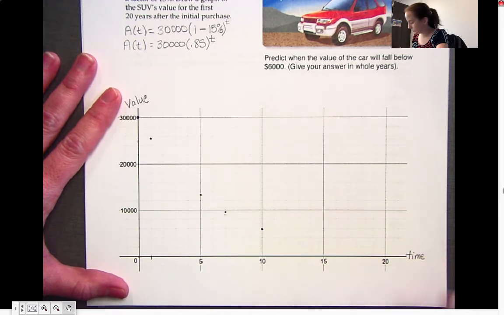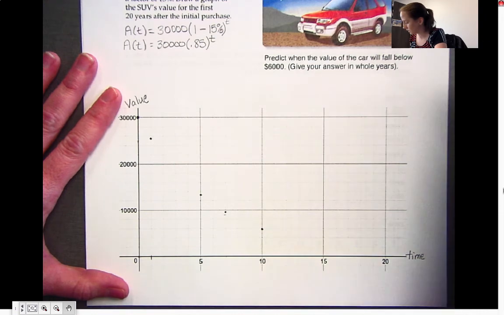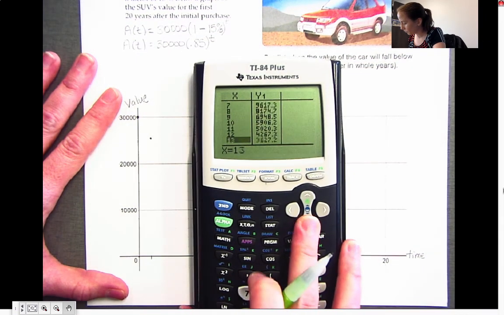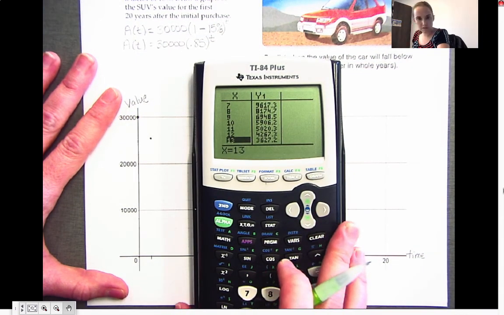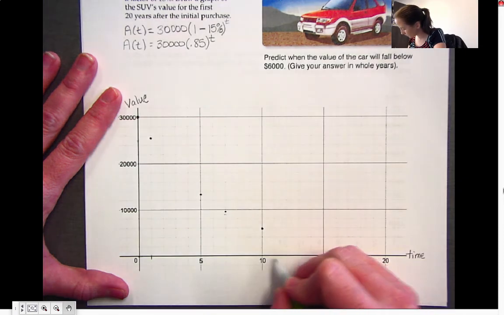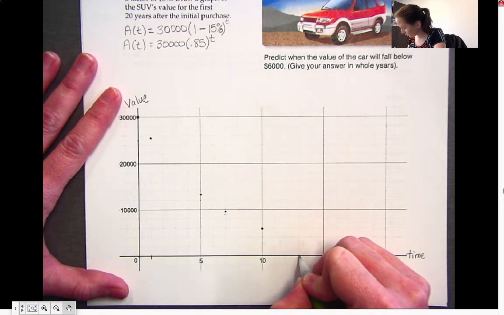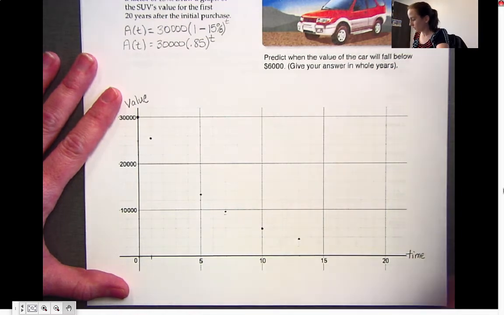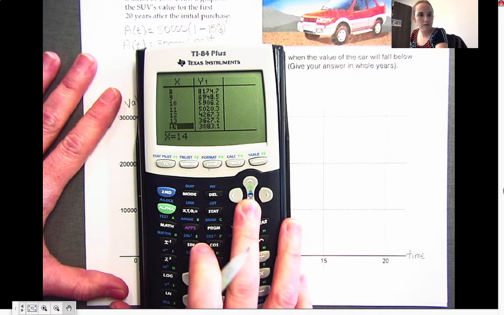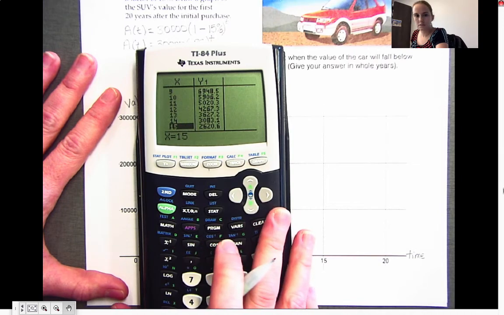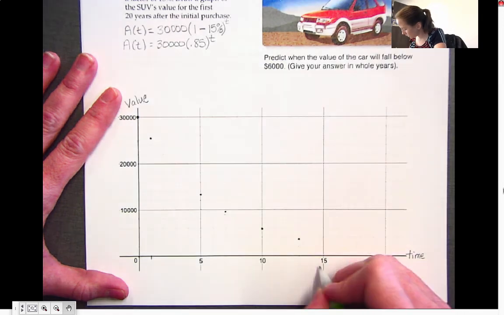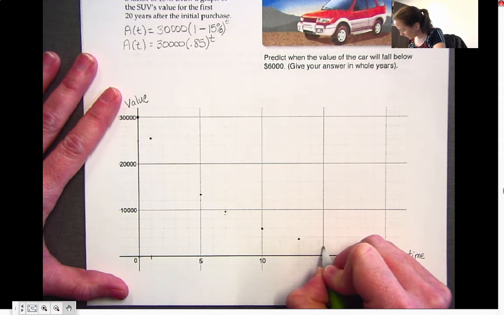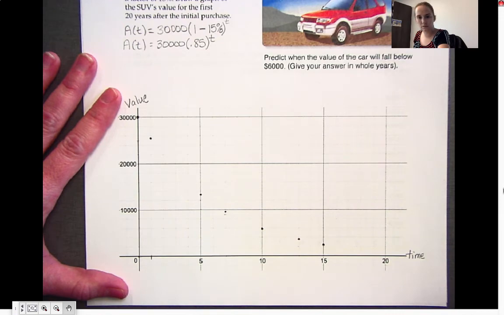Okay, let's go to 12 or 13. It doesn't matter. I'm going to do 13. It's 3,600. So at 13, I'm at 3,600. 2, 3 is halfway, and 36 is about there. Now let's look at 15. 2,600. 2,000, and 600 would be almost to the 3,000, or halfway between where that and the 3,000 would be.